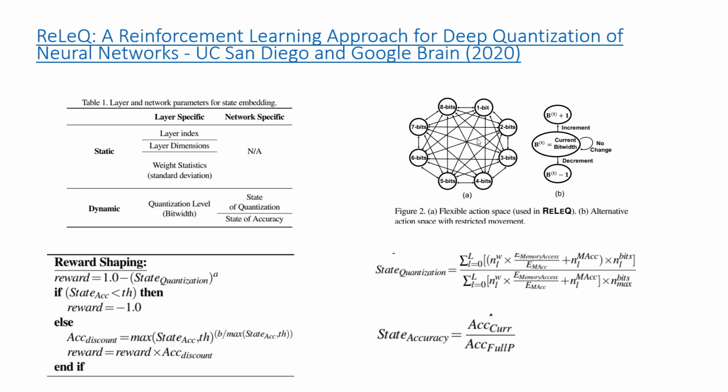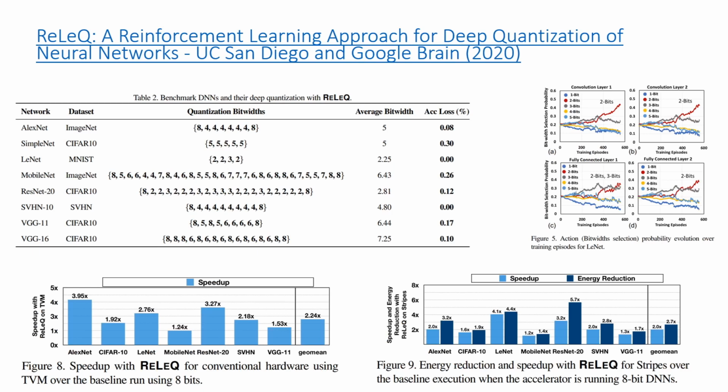And in the upper right, you see how to do quantization, two different approaches. One of them is to try all combinations, or just change one bit at a time, and they prefer the one on the right because it converges faster. And here we see the results that they got for the different networks.